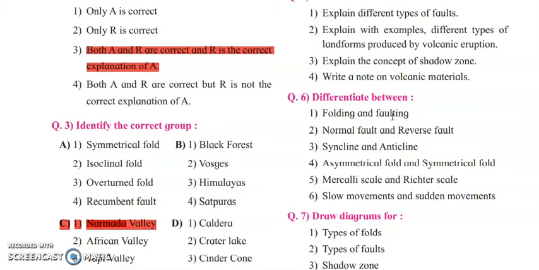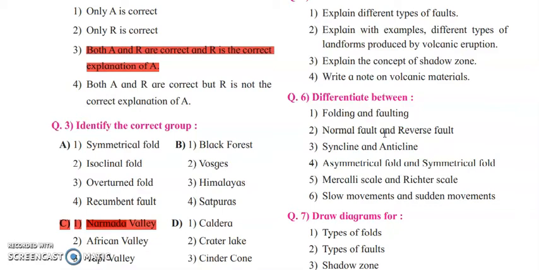Folding occurs when we exert the compressional forces, meaning forces when they come close to each other. And faulting means what? When the forces are moving away from each other, that are the tensional forces leads to faulting.